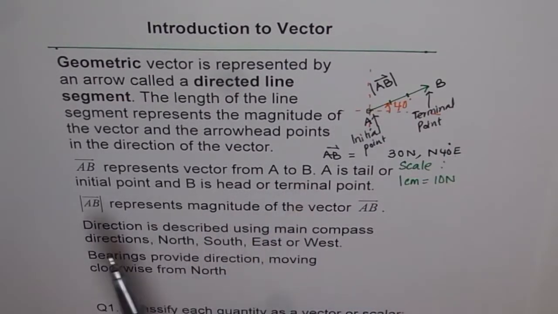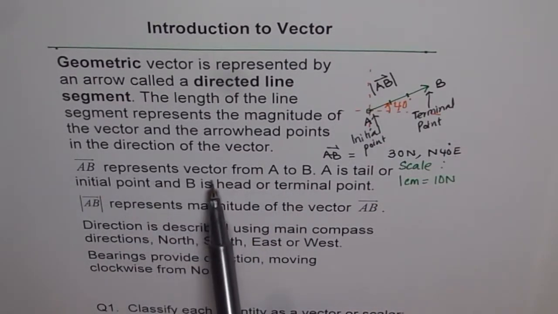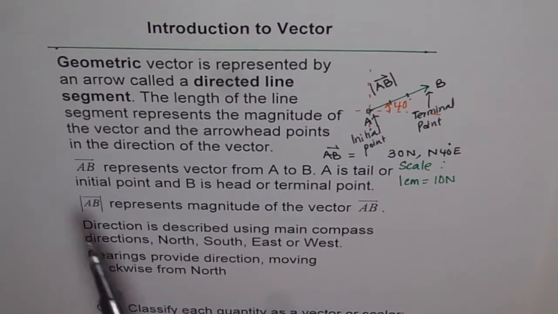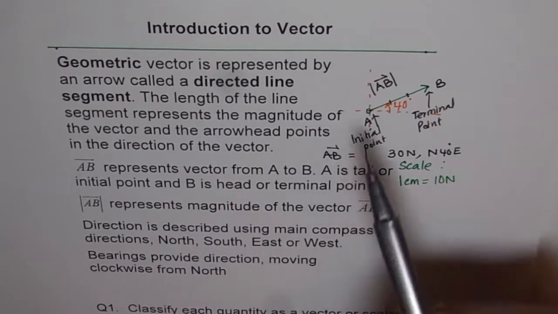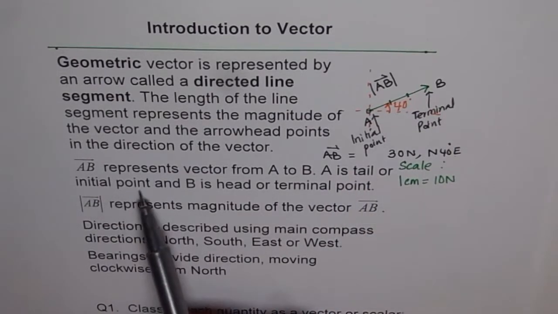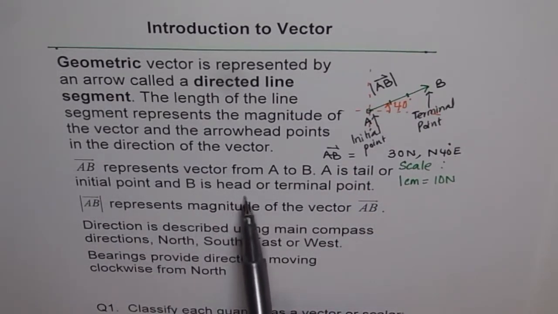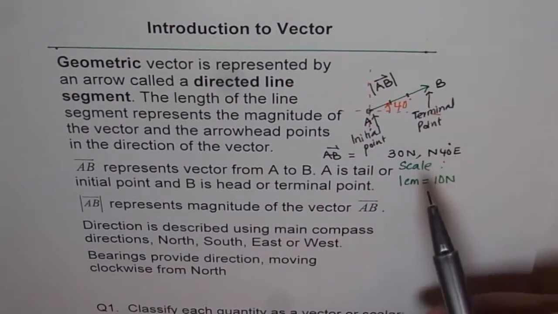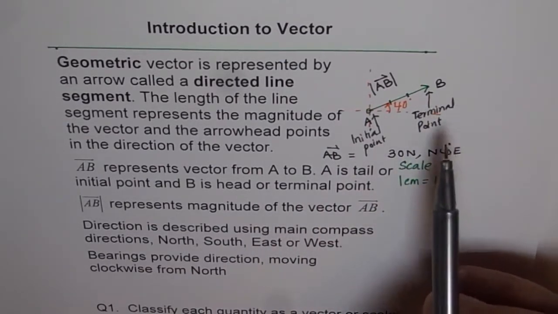Now let's look into the other things. AB represents a vector with an arrowhead on top from A to B, as I just described. A is the tail or the initial point, and B is the head or the terminal point, correct? Now I hope it's absolutely clear.